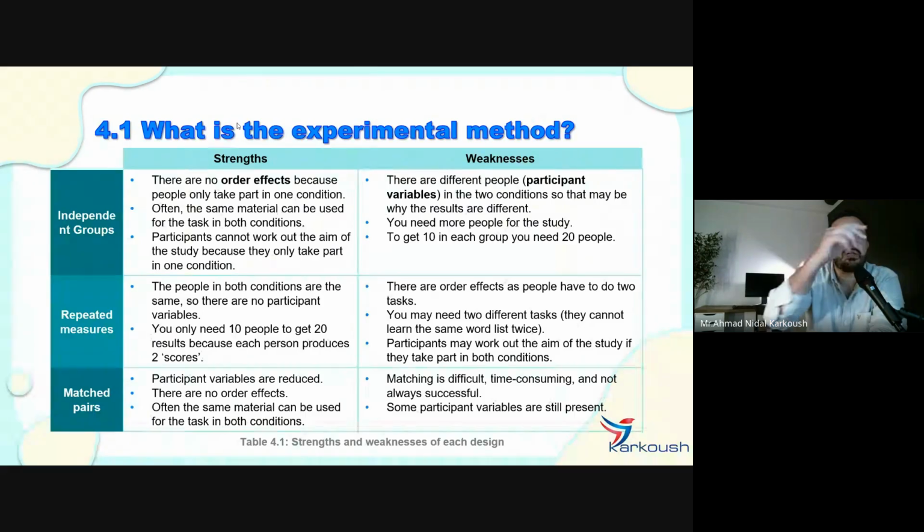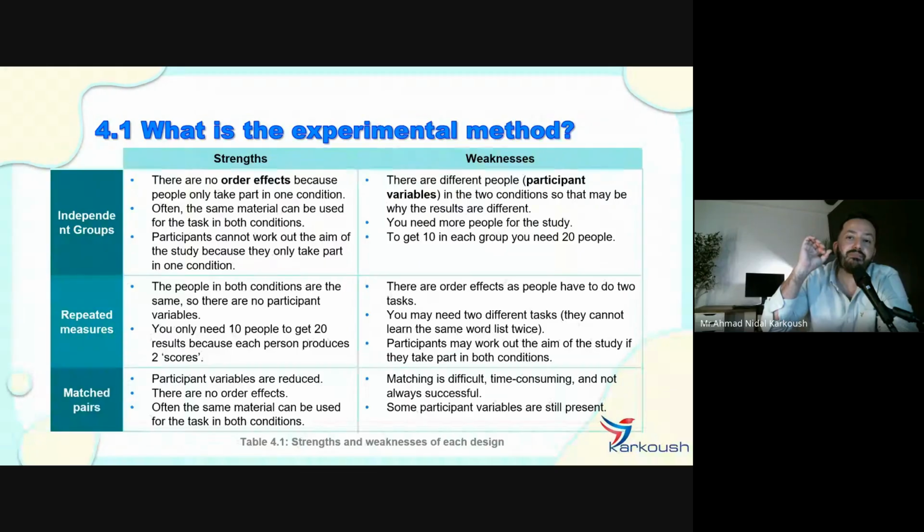Okay, so we have the strength and the weakness. Let's have a look at this. In the independent groups, there are no order effects because people only take part in one condition. Often the same material can be used for the task in both conditions, and the participants cannot work out the aim of the study because they only take part in one condition.